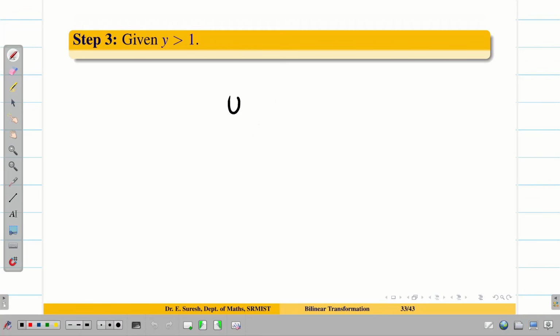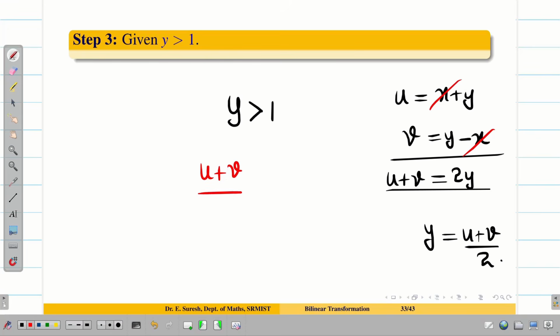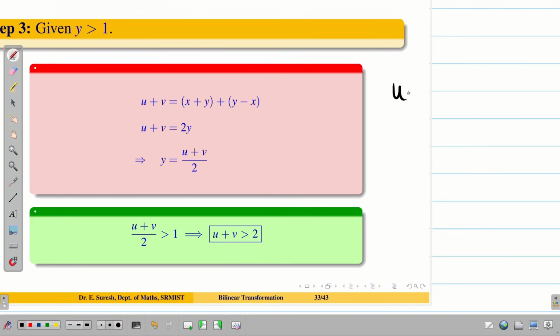Next, step 3, given y greater than 1, but we found u is equal to x plus y and v is equal to y minus x. So I want y in terms of u and v. So just add these two equations. We get u plus v is equal to 2y. Therefore, y is equal to (u plus v) by 2. Now substituting this here, (u plus v) by 2 is greater than 1. U plus v is greater than 2. You can see the typed version. We get u plus v greater than 2 in the w plane.